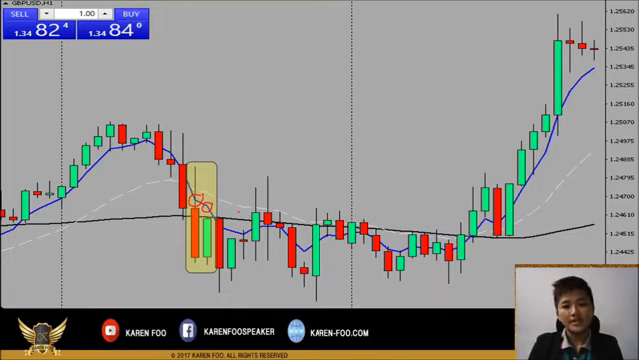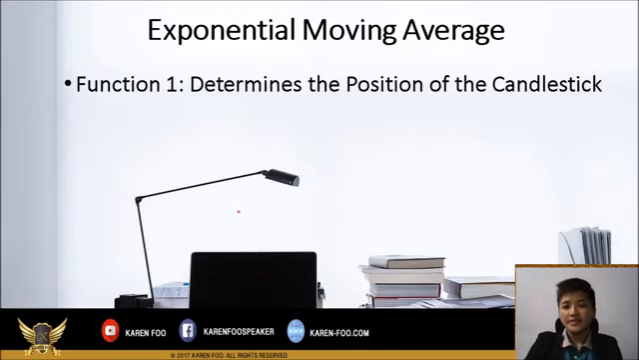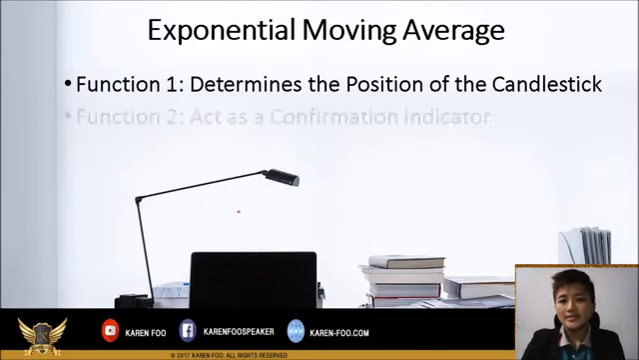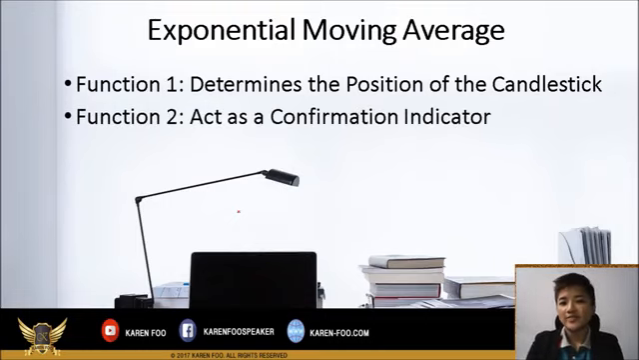Alright, so by now you already get the whole entire point. We just look at 5 EMA. The other function of the 5 EMA is that we use it as a confirmation indicator. What do I mean by that? Later on, I'm going to elaborate more on this when we go to the breakout strategy, but I'm just going to go briefly on what it means by confirmation.